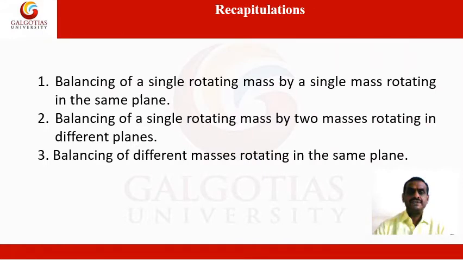We have already seen how the balancing of a single rotating mass by a single mass rotating in the same plane is done. The second case is balancing of a single rotating mass by two masses rotating in different planes. Then balancing of different masses rotating in the same plane. So these three cases we have seen already. Now we are seeing how the balancing of different masses is done in different planes.